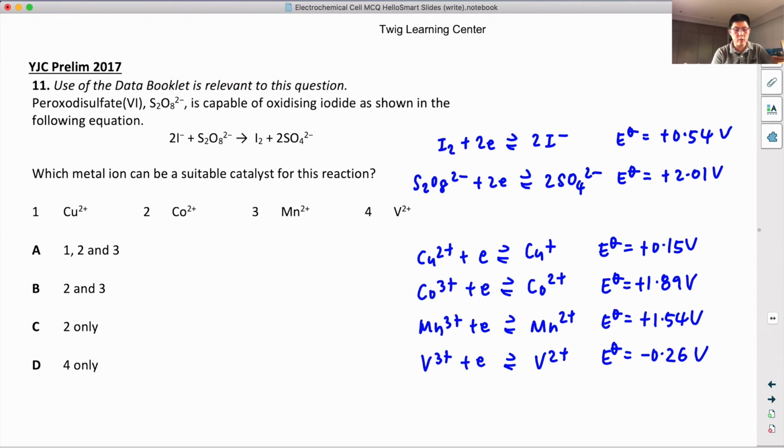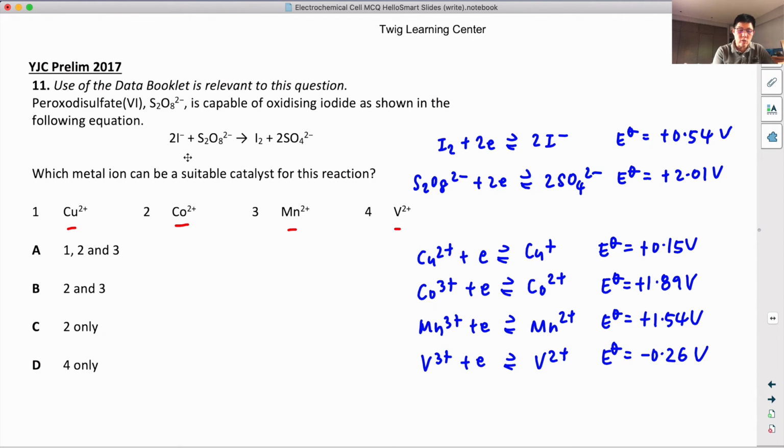Okay, question 11. They say use of the data booklet is relevant. In fact, this question is linked to transition metals, right? So you notice all these are transition metals, yeah? Okay, so which metal ion can be used as a suitable catalyst for this reaction?